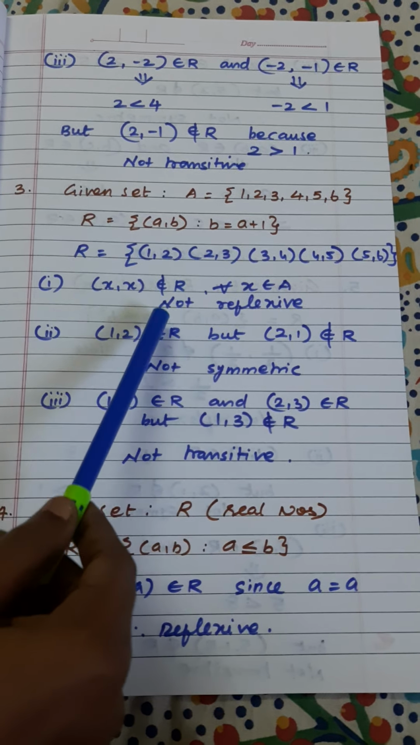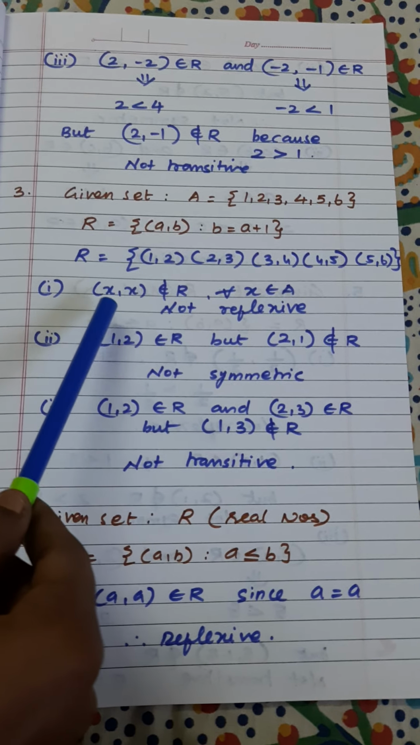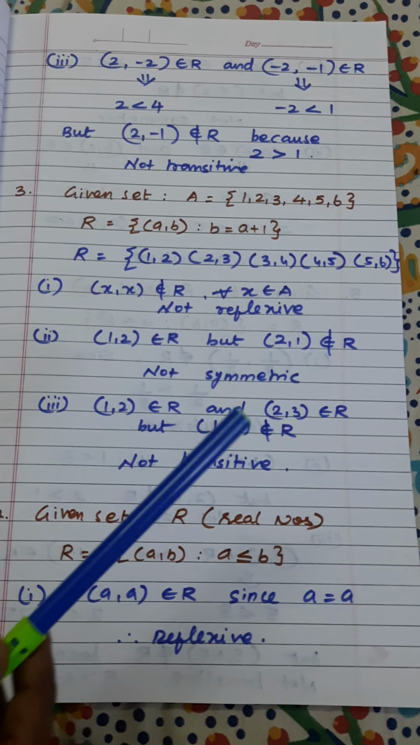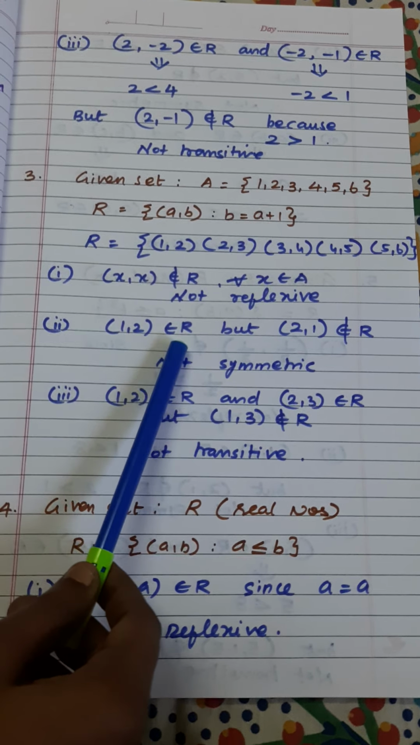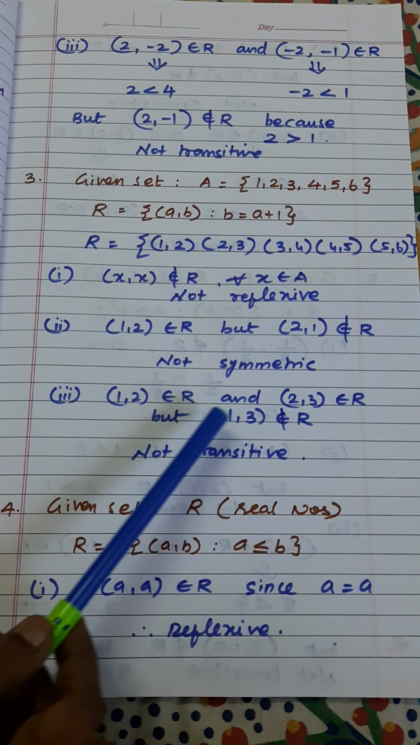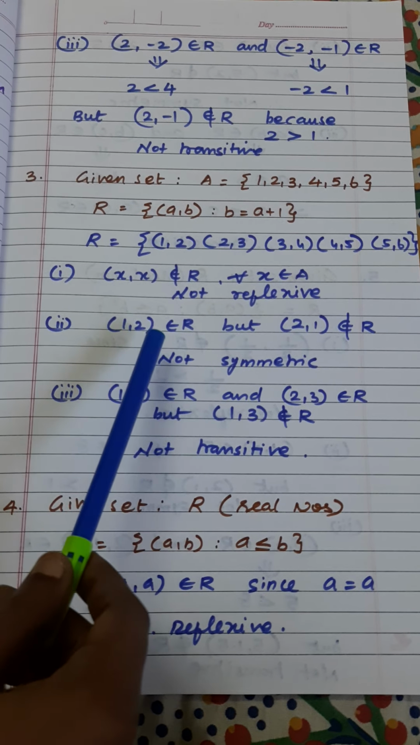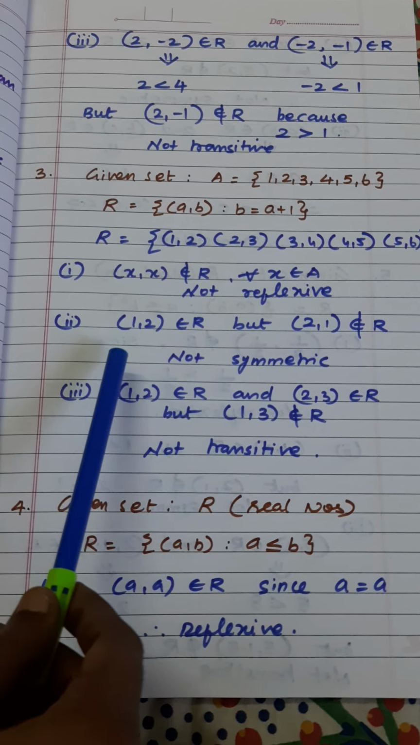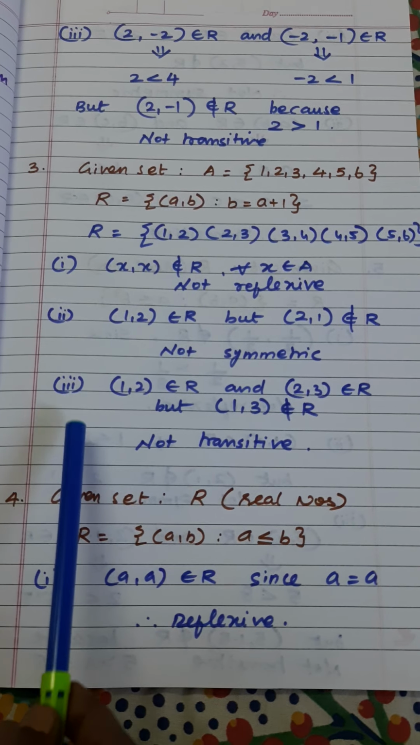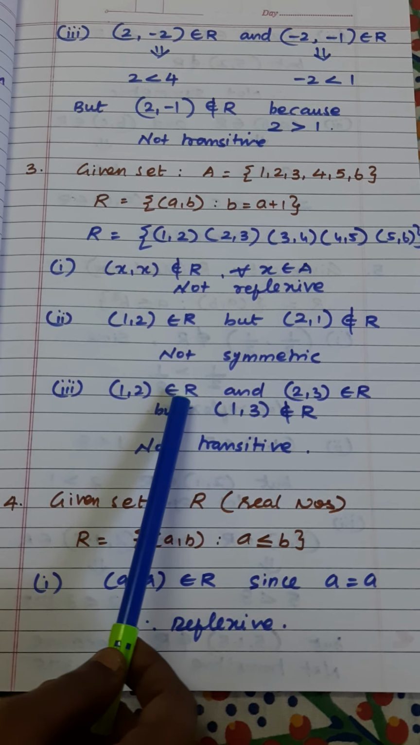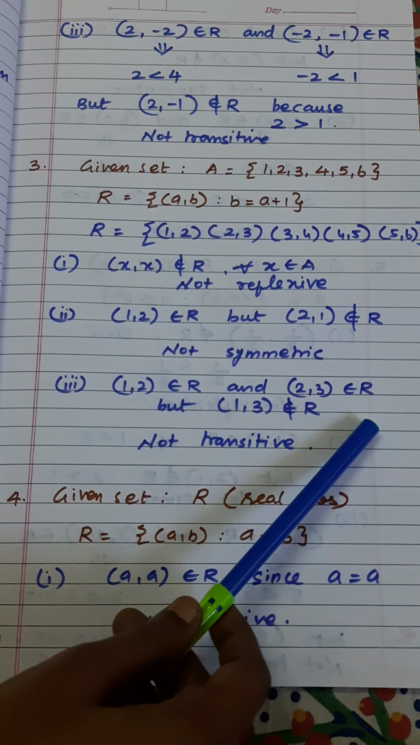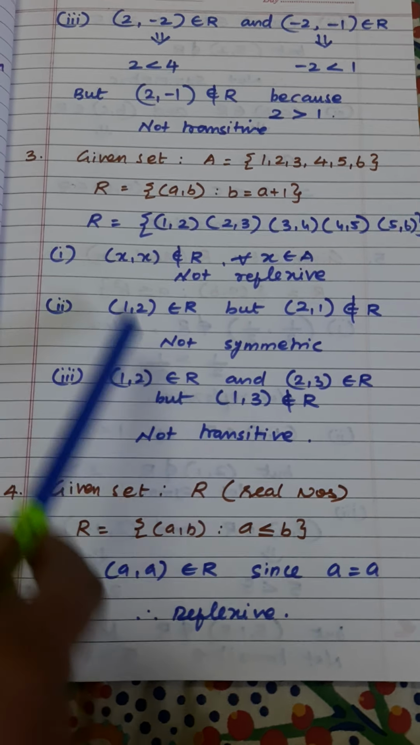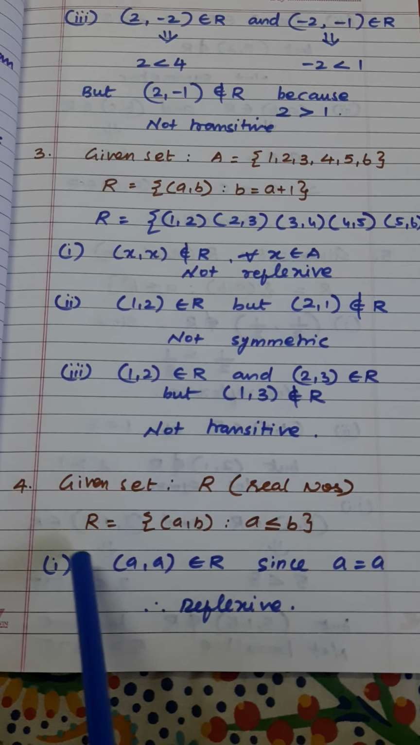Now it is not reflexive, as we discussed earlier many times. (x, x) doesn't belong to R, hence it is not reflexive. (1, 2) belongs to R, but (2, 1) doesn't belong to R. As I told you before, only one example is enough to show that it does not satisfy the condition. So it is not symmetric. (1, 2) belongs to R and (2, 3) belongs to R, but (1, 3) doesn't belong to R. Hence it is not transitive. This is the procedure to write the proof.